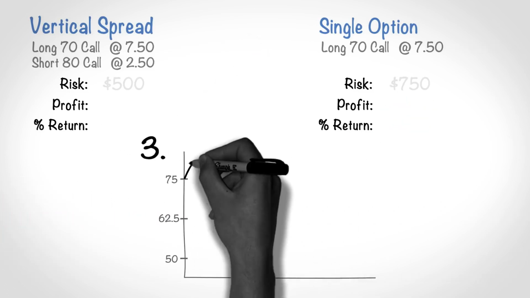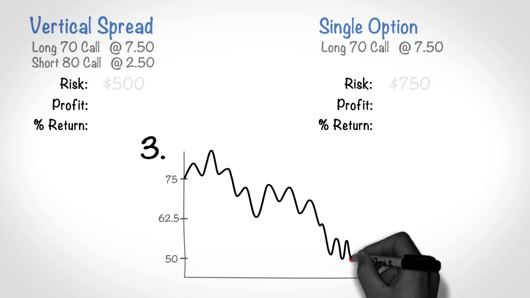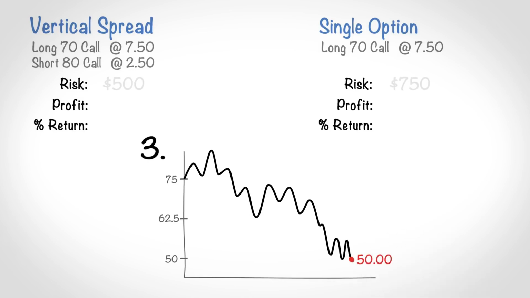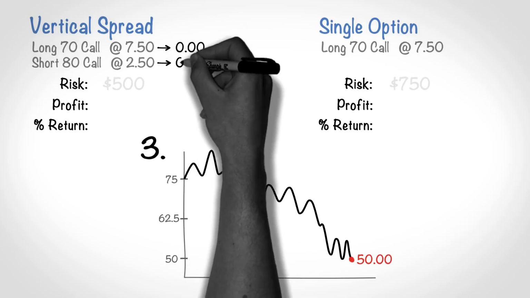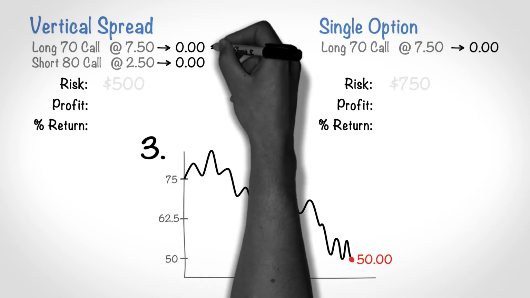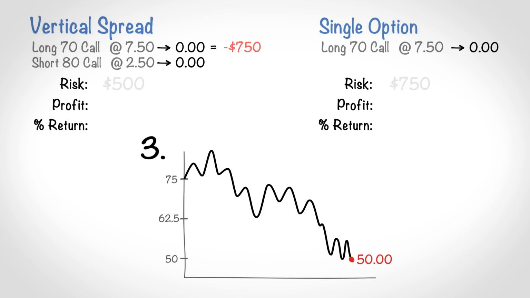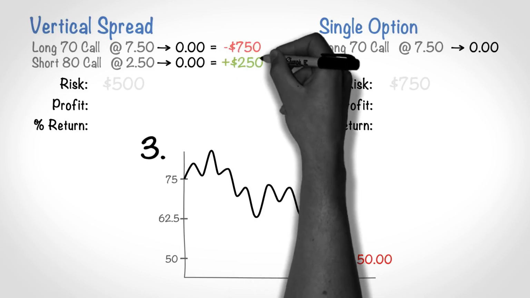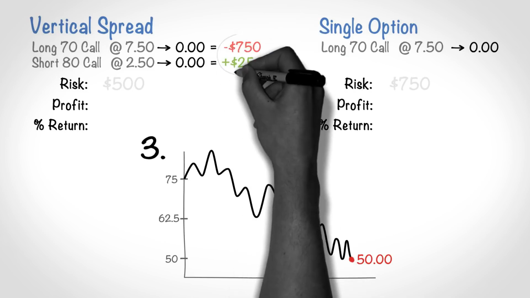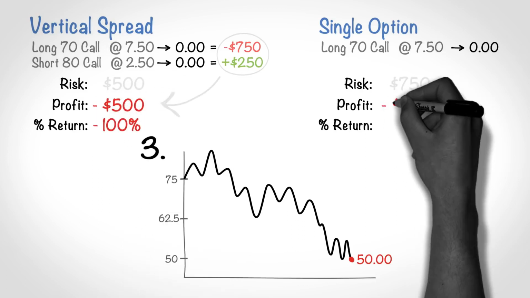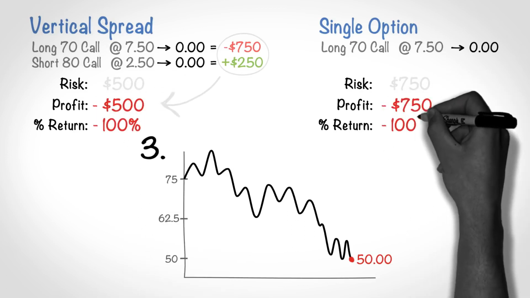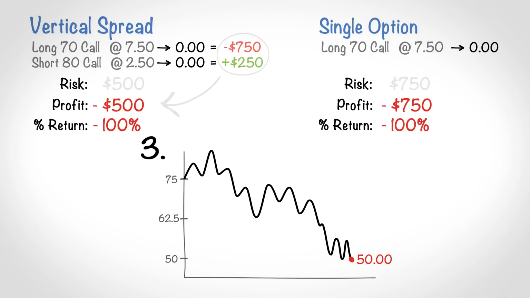We are completely wrong about the direction of XYZ, and the stock tanks down to $50 per share. Both of the options that make up our vertical spread are out of the money and are worthless. So we lost $750 on the long 70 call, but we made $250 on the short 80 call. So our net loss is $500, much less than losing $750 like we would have if we were to simply buy the 70 strike call.